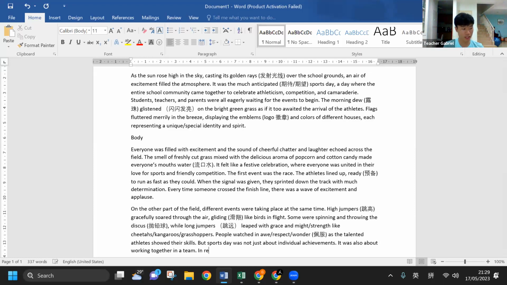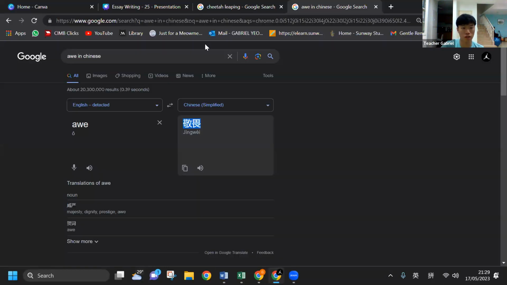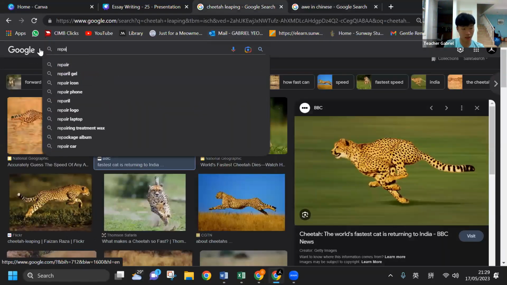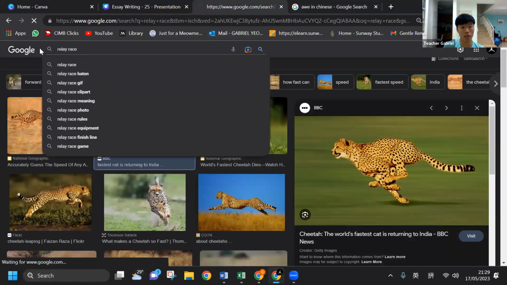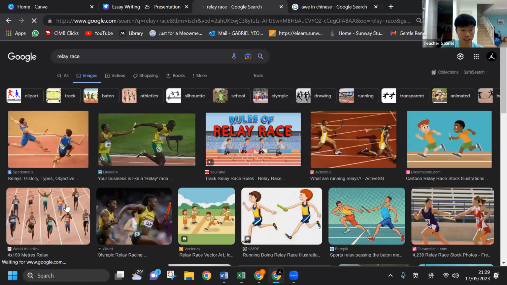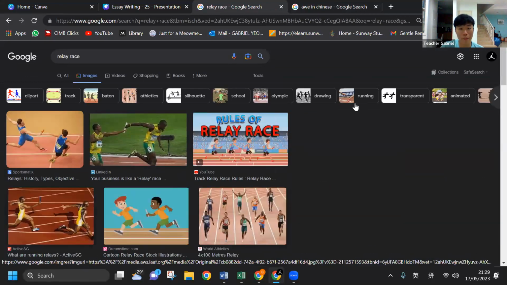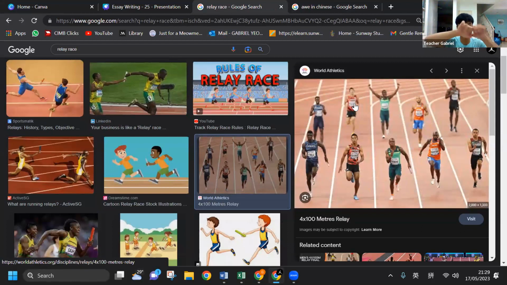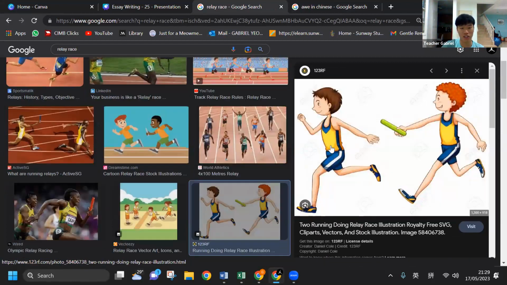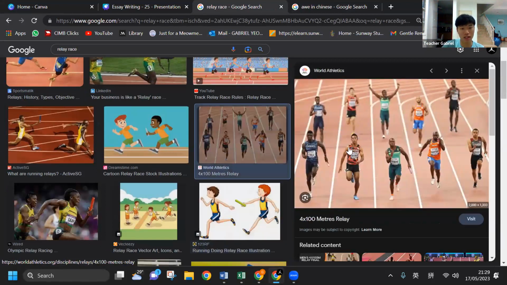So in relay races, 我们有 relay race. I'm not sure what relay is in Chinese, but I think you confirm. This is relay race, 就是你跑, 它会 pass 那个 baton 给另外一个人, 所以那个人准备. This is relay. This is teamwork.